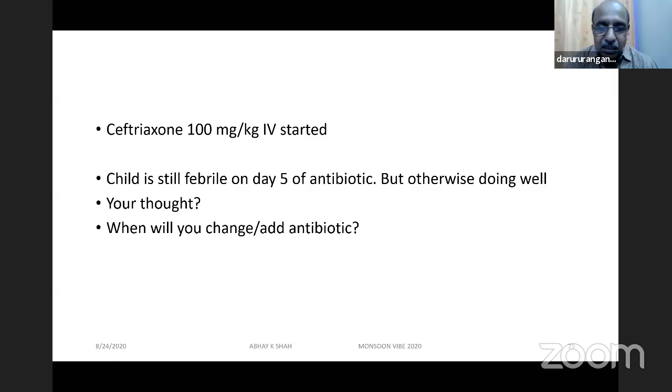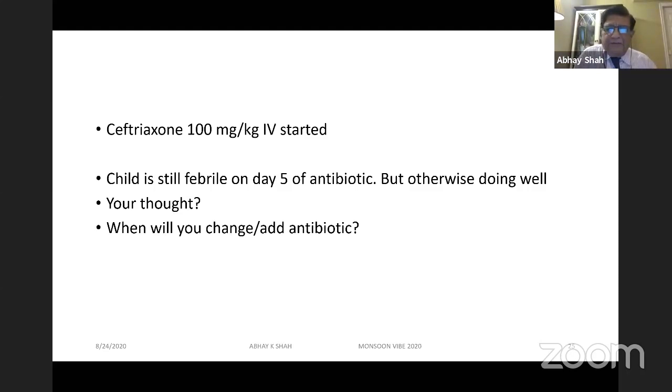Because, sir, I will wait for another 2 days for the response. One by one, either raise the finger or let one finish and then the second. Yes, Dr. Yagnesh. I will still continue with the same antibiotic. There is no need to change, because enteric fever may take time to resolve. The child is otherwise doing well, comfortable. So wait for another at least 2 to 3 days before changing or adding any antibiotic. And usually, if at all required, we should not add any antibiotic, we should change the antibiotic.